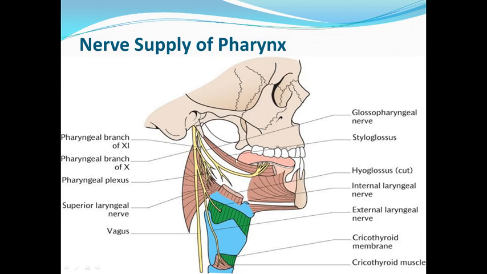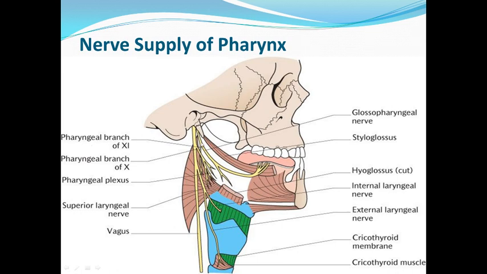Basically, the motor nerve supply will be given through this pharyngeal plexus. Motor nerve supply means that all the muscles of the pharynx will be supplied by this pharyngeal plexus, especially by the branches of the vagus and the cranial accessory nerve, and all the muscles of the pharynx will be supplied by it except the stylopharyngeus muscle.